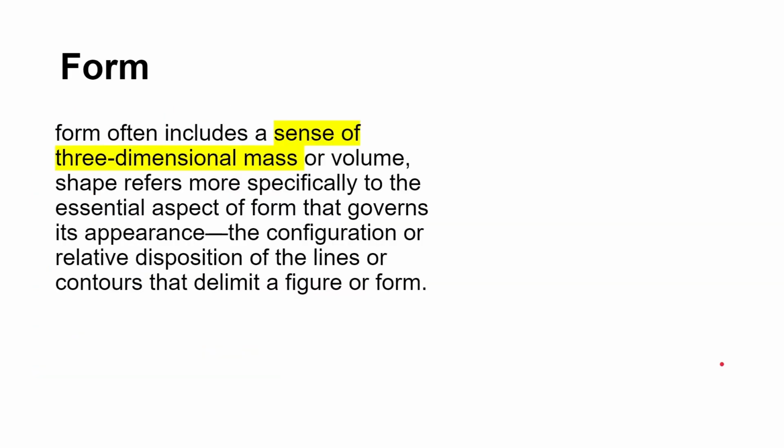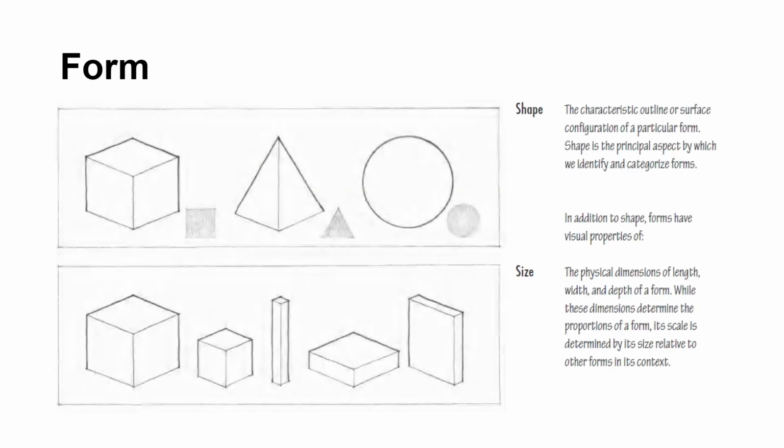Form often includes a sense of three-dimensional mass or volume. Shape refers more specifically to the essential aspect of form that governs its appearance, the configuration or relative disposition of the lines or contours that limit a figure or form. The shape is the characteristic outline or surface configuration of a particular form. Shape is the principal aspect by which we identify and categorize a form.